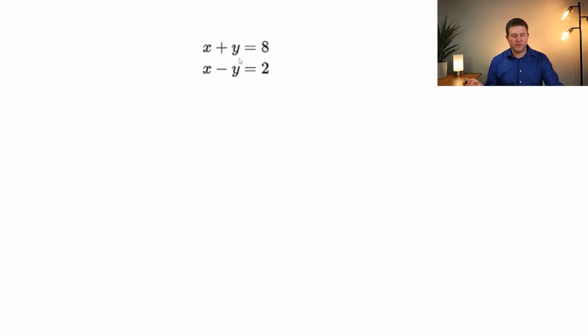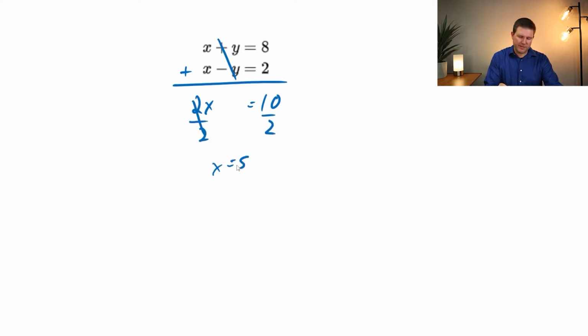Okay, this one is actually pretty straightforward because we've already got the y set up to eliminate. That's just going to happen sometimes. Sometimes you can just add these right away. So if you add the x's down, it's 2x, and oh look, the y's cancel, fantastic. So 8 plus 2 is 10, divide both sides by 2, and x is 5.